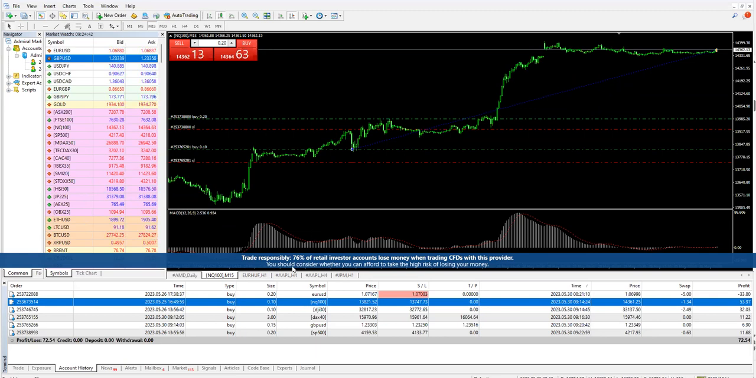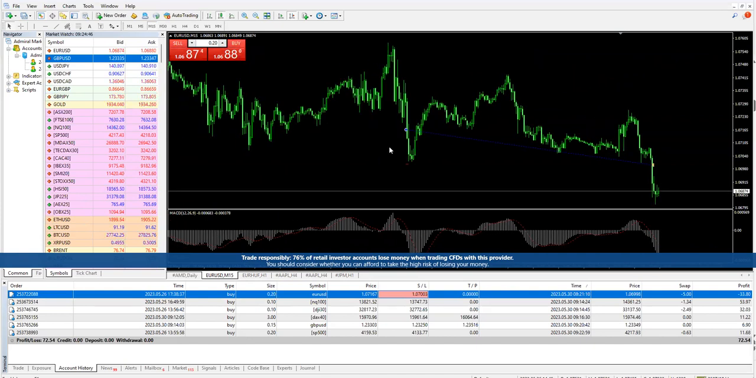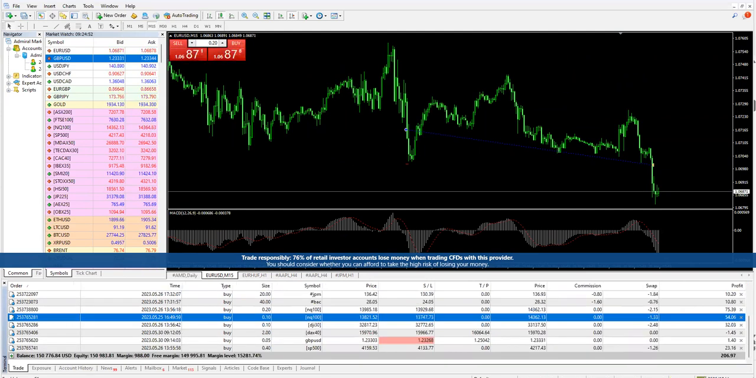Okay, and I had stop loss on euro dollar. Unfortunately, you can see it here. So altogether with this minus trade, we have still $72 plus, and we have to wait. We are floating 200, so no worries.